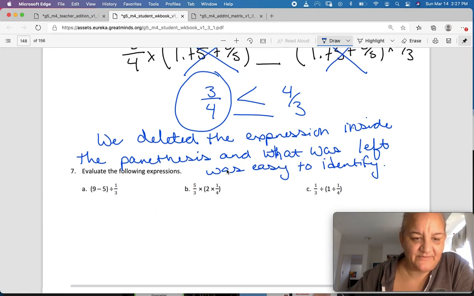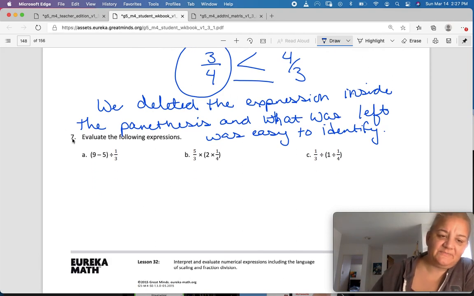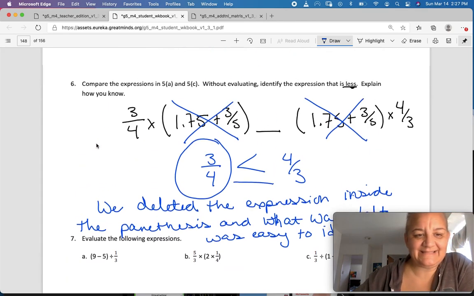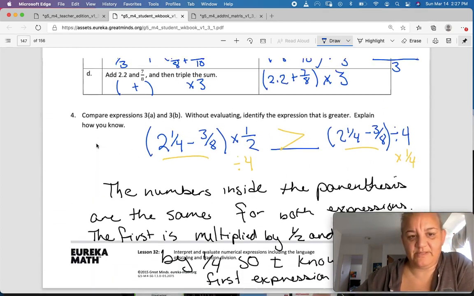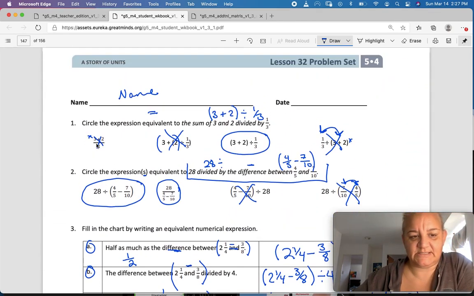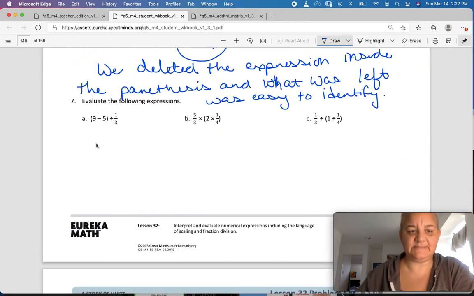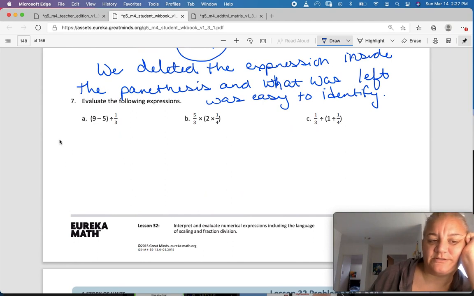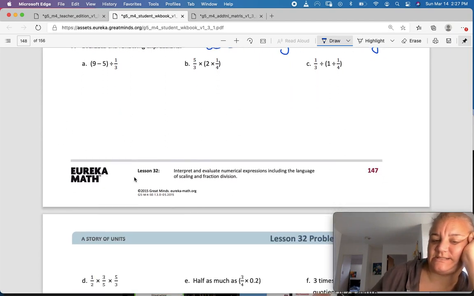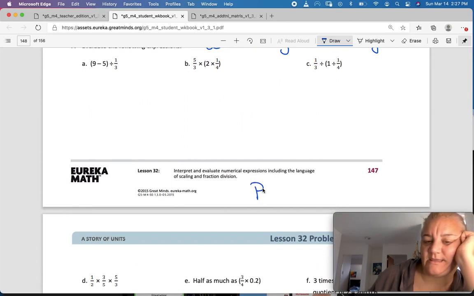All right, evaluate the expressions below. So evaluate means answer. They haven't asked us to answer anything yet, right? We've only been creating expressions. So now we're actually going to answer some expressions, which is nice. Remember, do you remember PEMDAS? I'm going to just write that down here just in case. PEMDAS. So this is our order of operations.